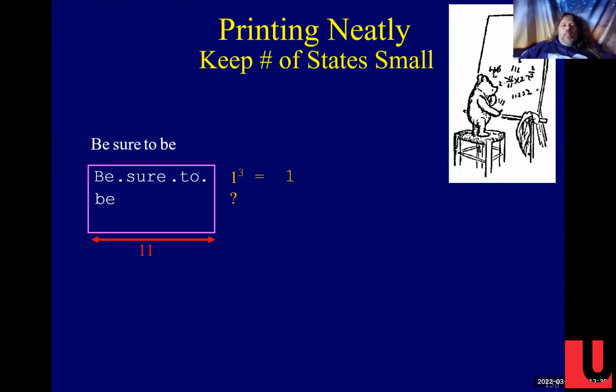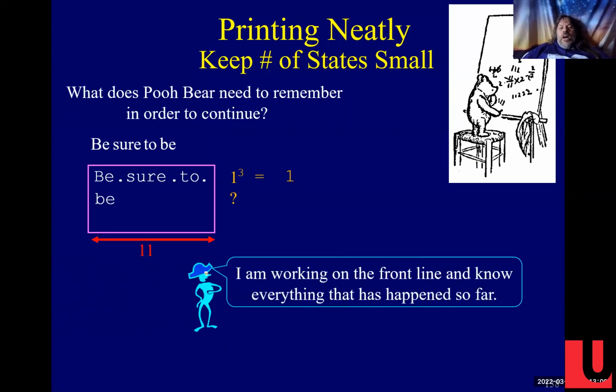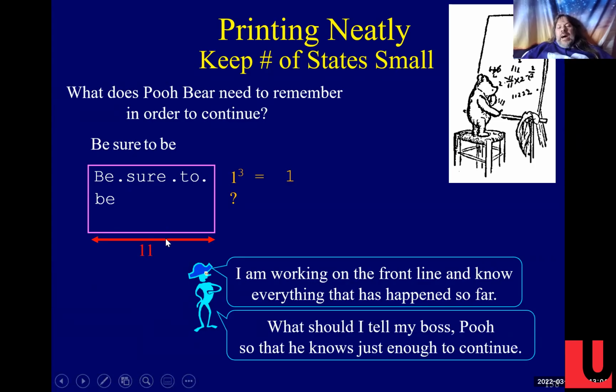Going through it. So we want to think, what does Pooh Bear remember as he goes along? Remember, he can't remember all the words that he's done. He can't remember everything, all the decisions he made, right? So here's this guy, he knows everything. He has to decide what Pooh Bear really needs to know in order to continue. Anybody have an idea?